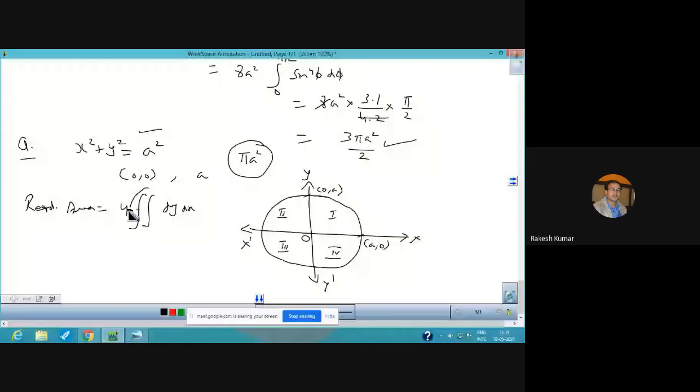So the area will be 4 times, that is dy dx, and this area is in first quadrant. So ultimately you can write down, this is 4 times the area of the circle in the first quadrant.